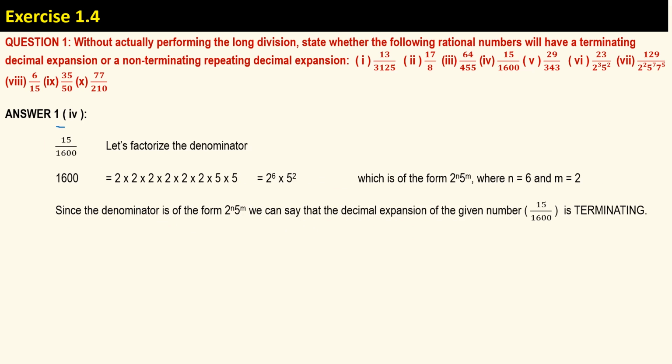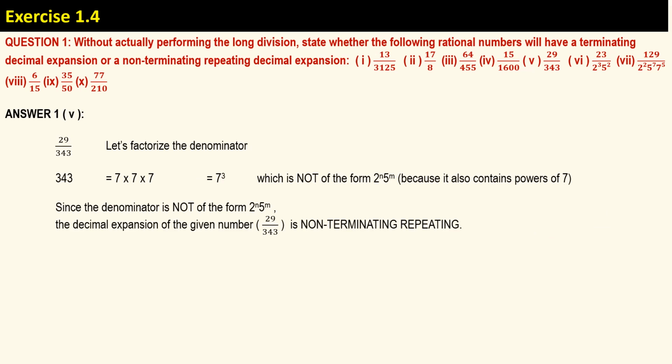Answer to part 4. The number given is 15 divided by 1600, and 1600 is the denominator, which can be expressed as 2 multiplied by 2 up to 6 times, multiplied by 5 and then multiplied by 5, which is 2 raised to power 6 multiplied by 5 raised to power 2, and this is of the form 2 raised to power n multiplied by 5 raised to power m, and hence we can say that the decimal expansion of the given number 15 divided by 1600 is terminating.